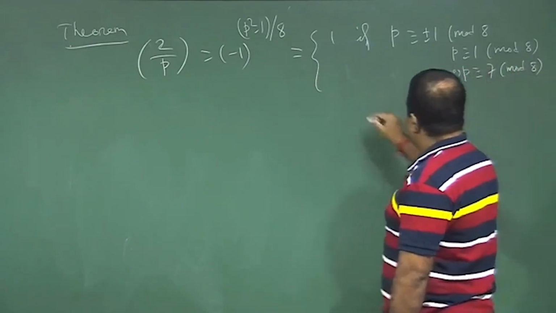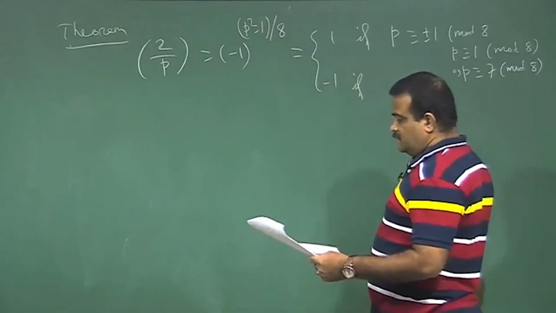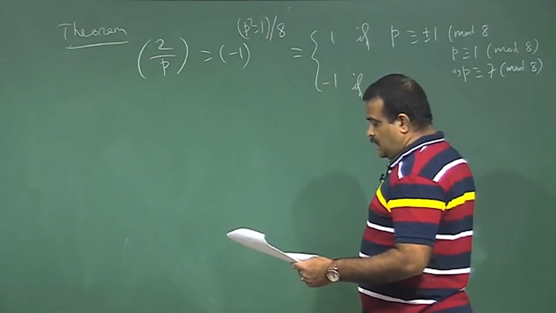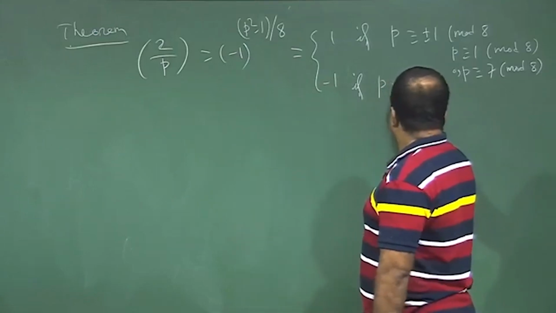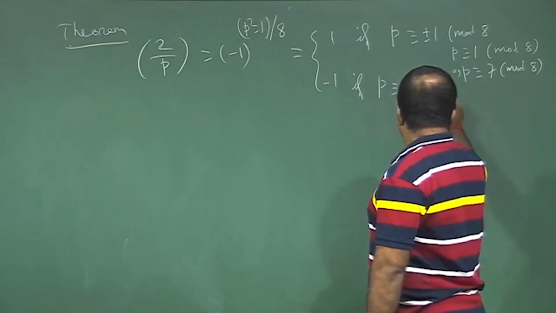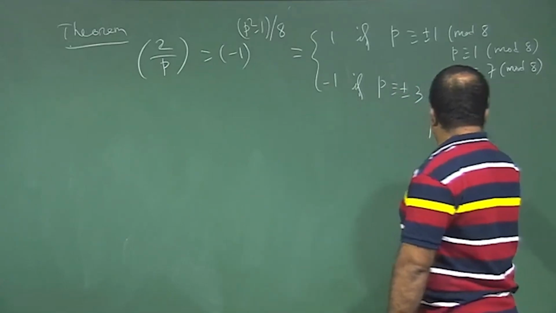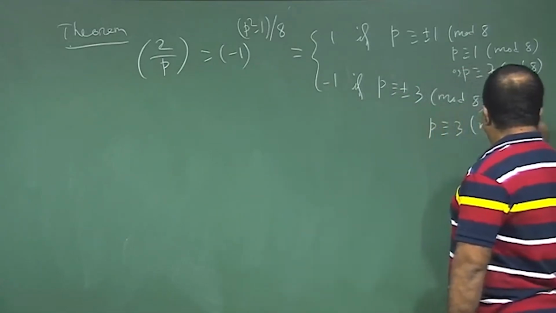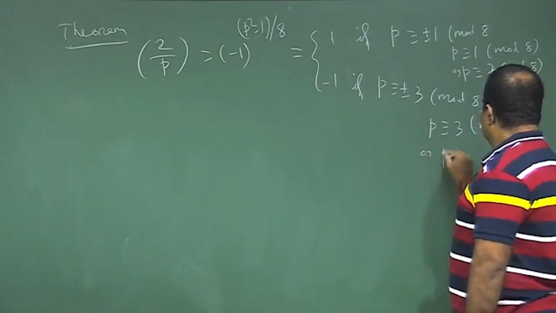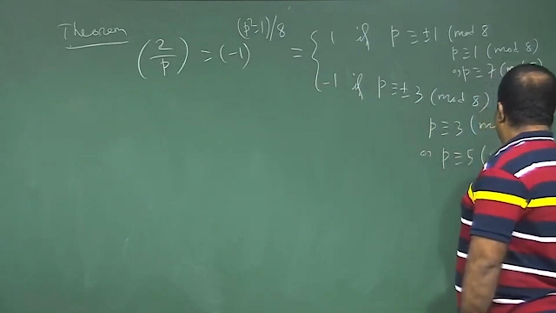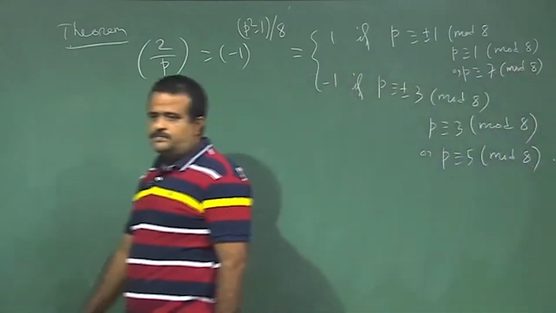Okay, and this is minus 1 if P is congruent to plus minus 3 mod 8. That means if P is congruent to 3 mod 8, and for minus 3 it is basically 5, or P is congruent to 5 mod 8. This theorem can also be proved.